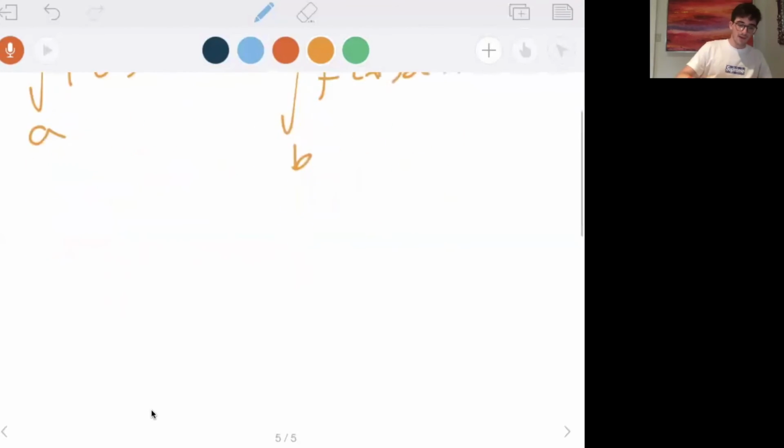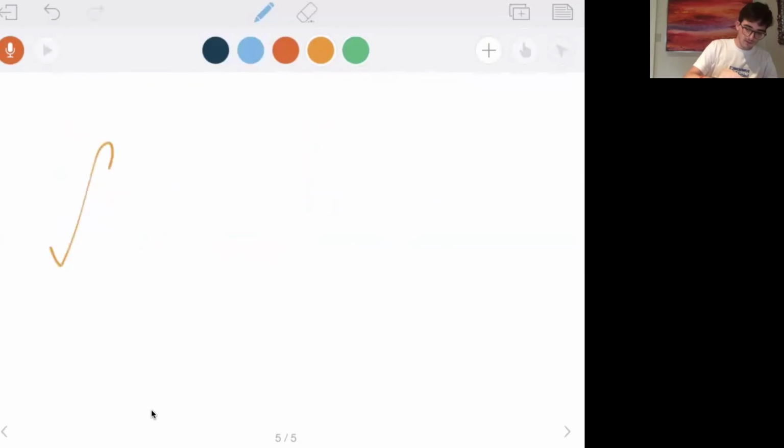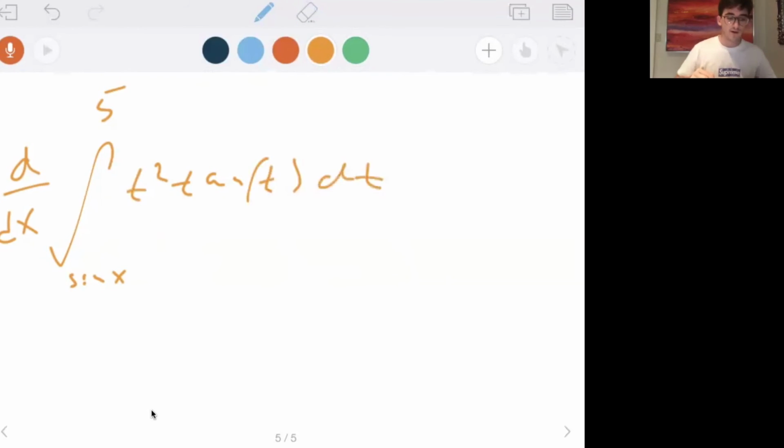because there's kind of a workaround. So what I mean by that is you may have seen something like this where, same as before, they ask for the derivative and you have sine of x on the bottom, and 5 on top, of t squared tan t dt. All right, so here we have something a little bit different. On the lower bound, we have a function, sine of x. That's not really going to make a difference. We're just going to do everything the same exact as we did before, no change.